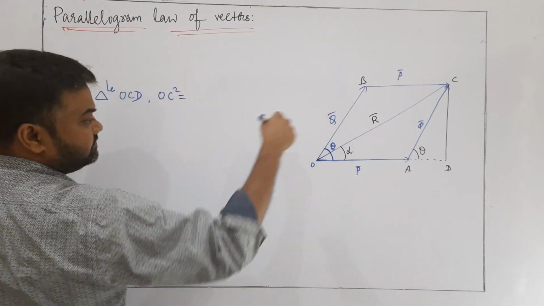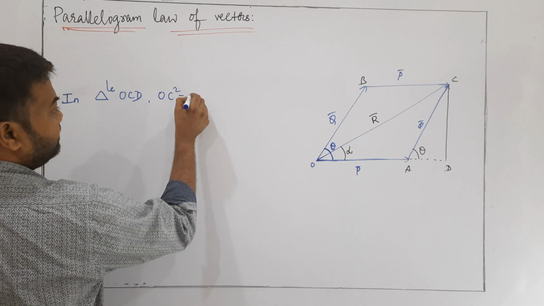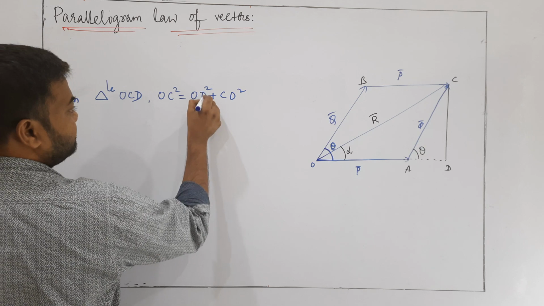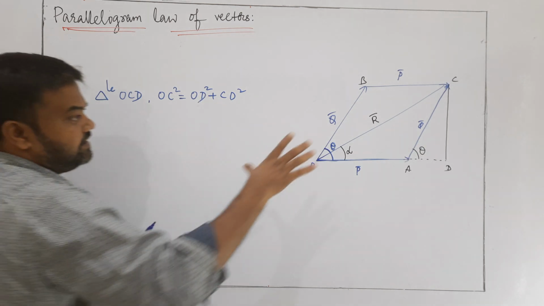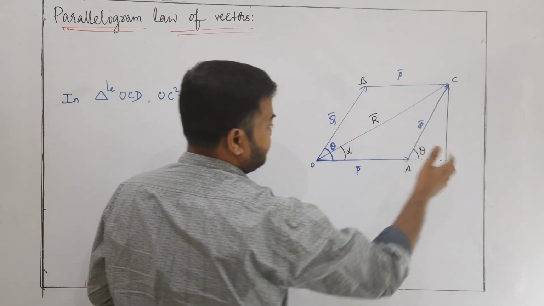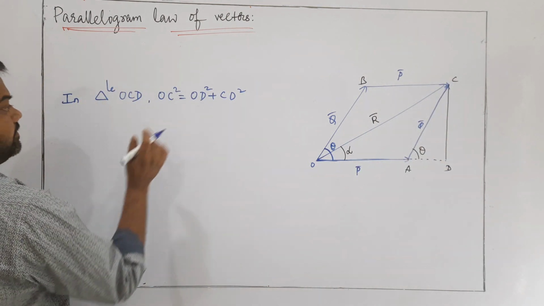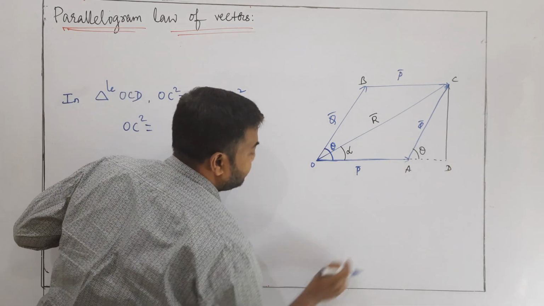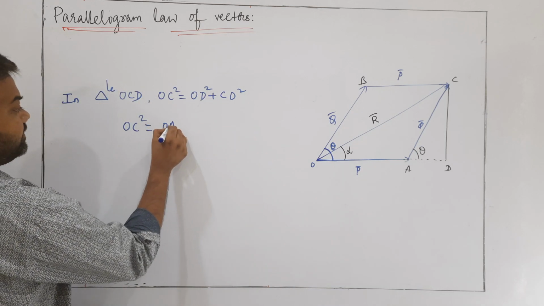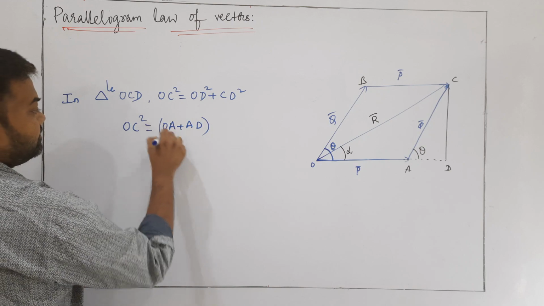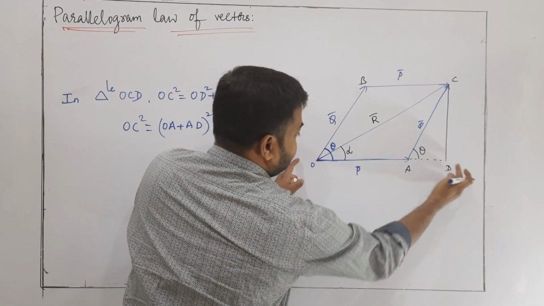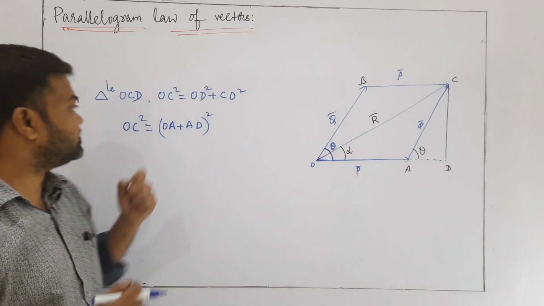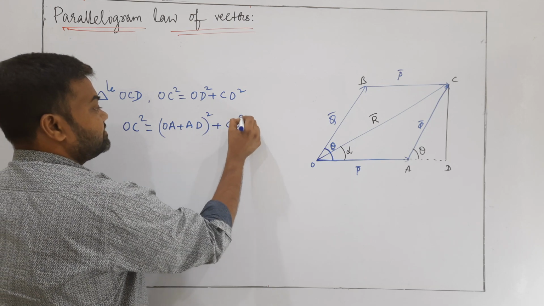OC square is equal to OD square plus CD square. See, hypotenuse square is equal to side square plus side square. Therefore we can write OC square is equal to, what is OD? OD is nothing but OA plus AD. That's why we can write (OA plus AD) whole square plus CD square.